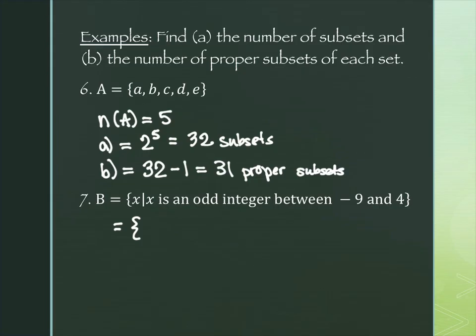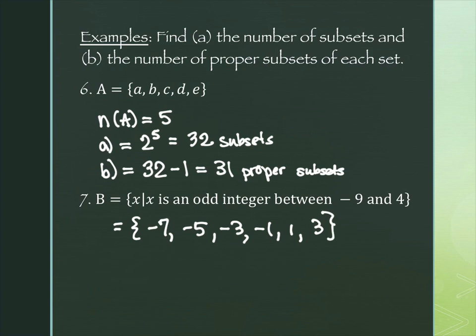Well, let's first start out with -9. Do I get to include or not include -9? I do not. Between means it doesn't include. So I do not include -9. So what's the first odd integer after -9? -7. Yep, -7. And then? -5. -3. And then that's all. Good.